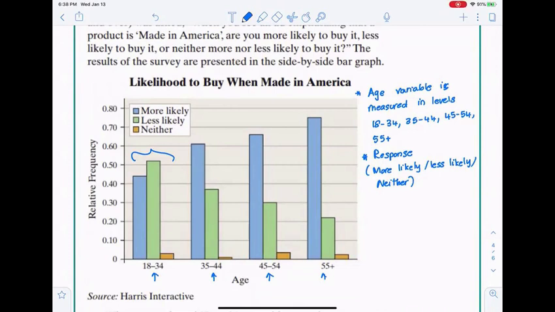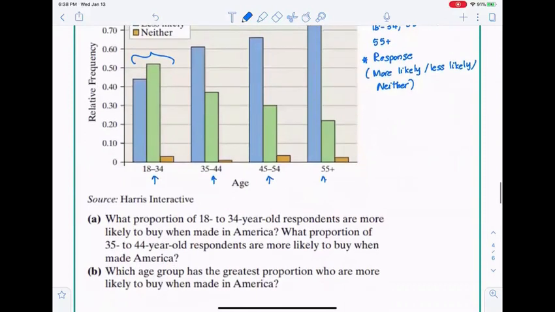And some might have it as vertical, like you see it, or if you flip it, you can have it as a horizontal stacked bar graph. But it doesn't matter how you visualize the graph, as long as you can understand what the graph says, then we're all good. So the first question here is, what proportion of age 18 to 34-year-old respondents are more likely to buy when made in America?